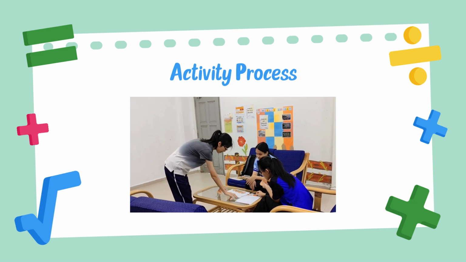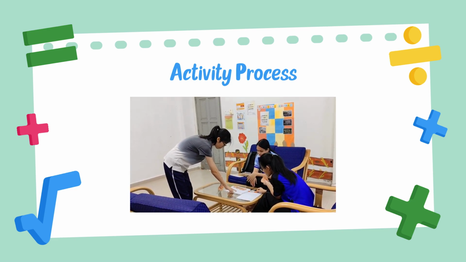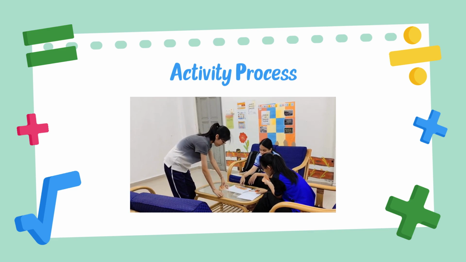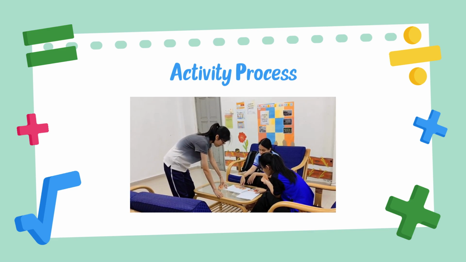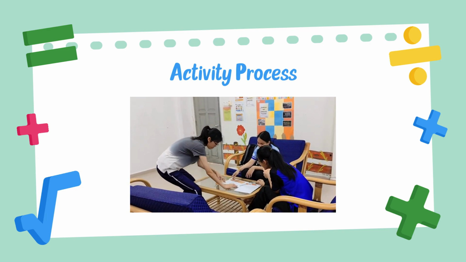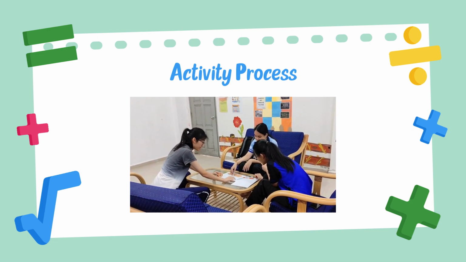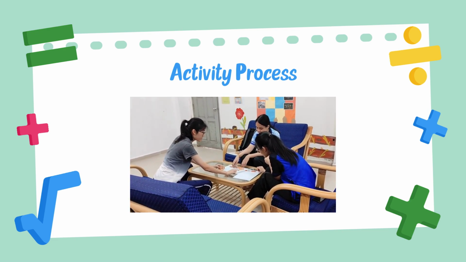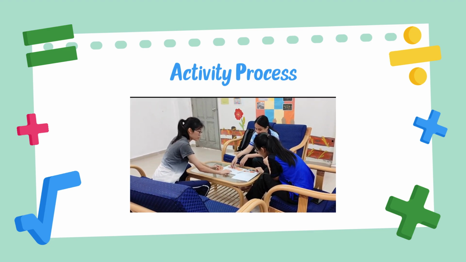Okay, now let us compare 1 over 2 with 2 over 4. So how can 1 over 2 become 2 over 4? Yes, multiply by 2. So if you want to get 2 over 4, we can multiply 1 with 2 and multiply 2 with 2. So we will get 2 over 4.